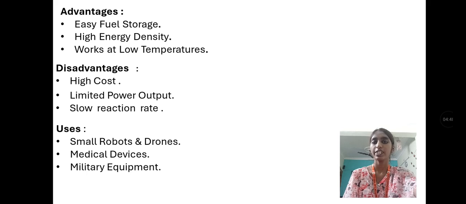Advantages are easy fuel storage, high energy density, and it works at low temperature. Disadvantages are high cost, limited power output, and slow reaction rate. Uses are small robots and drones, medical devices, and military equipment. That is all about the methanol oxygen fuel cell.